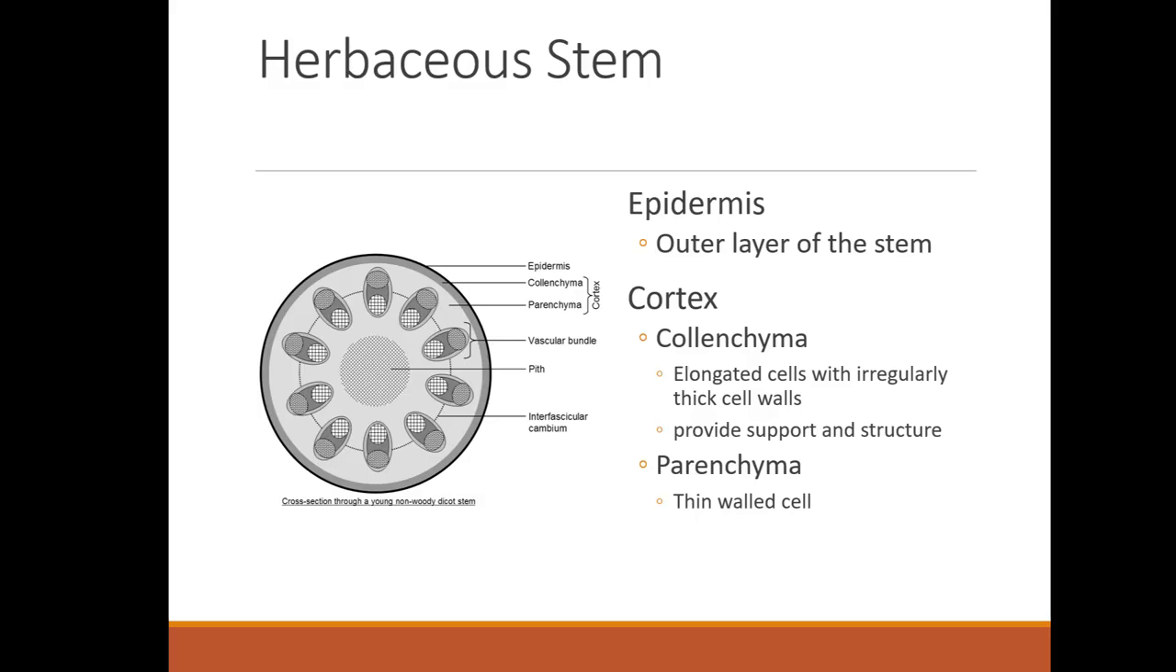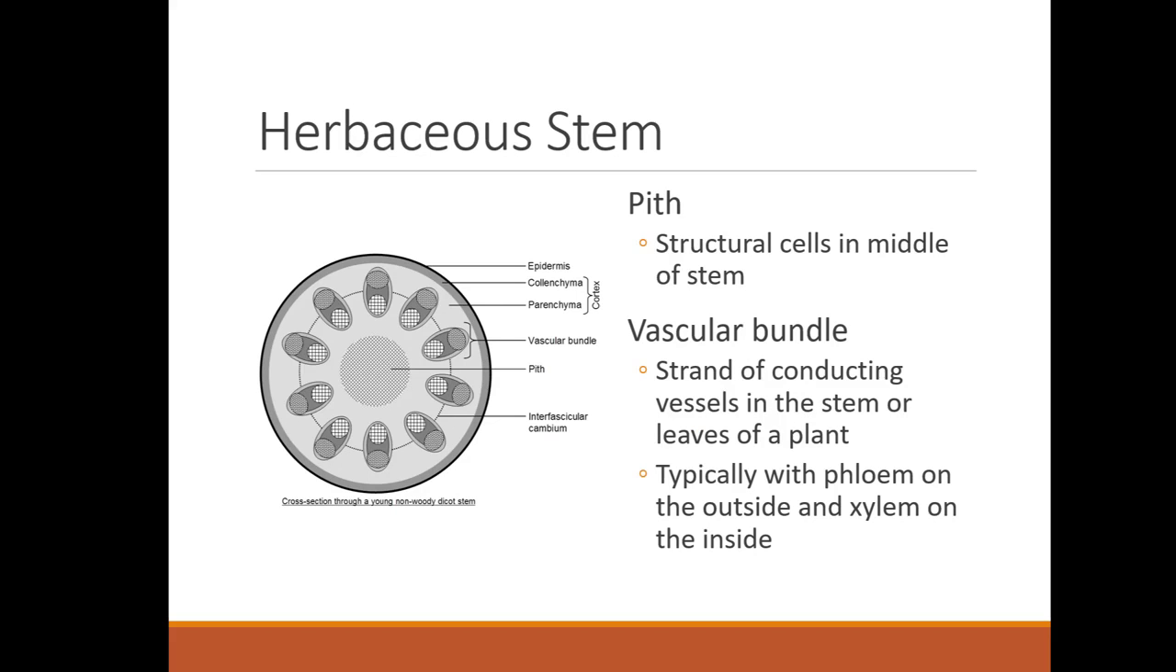And parenchyma, which is a thin-walled cell. The pith are structural cells in the middle of the stem, and in some cases this is more prominent than others depending on the plant. Vascular bundles contain the conducting vessels in the stem or leaves of the plant. This is typically with phloem on the outside, xylem on the inside, and we'll talk about what those are in a second here.